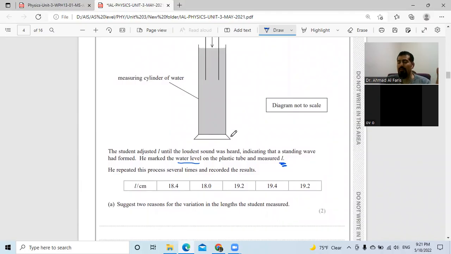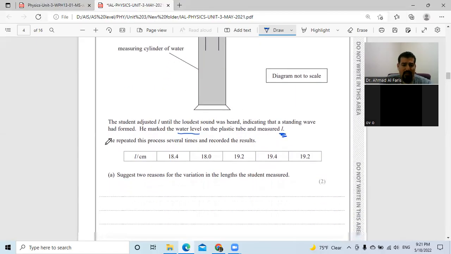Now, I told you several times, they give you 3, 4, 5 lines about doing the experiment, and now they assume that you are an expert about this experiment. Usually most of the experiments that they bring in Unit 3, we already know because we studied them in Unit 2 or Unit 1, but sometimes not. So he repeats this process several times, and the results were like this. He repeated 1, 2, 3, 4, 5 times.